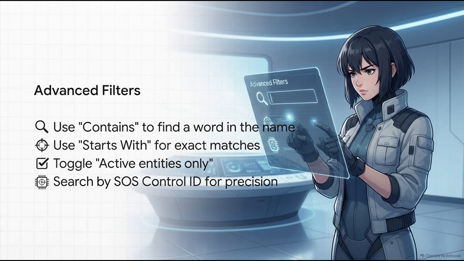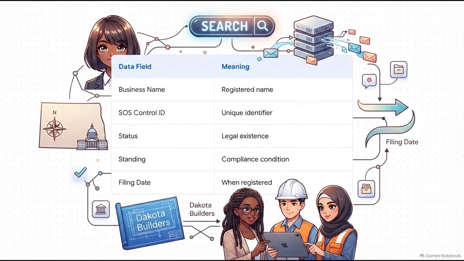Checking that instantly excludes all the dissolved, expired, or inactive businesses, which clears out a ton of clutter. And again, for absolute pinpoint precision, nothing beats searching by that unique SOS control ID. Once you actually hit that search button, the database is going to spit back results containing these high-level data fields.